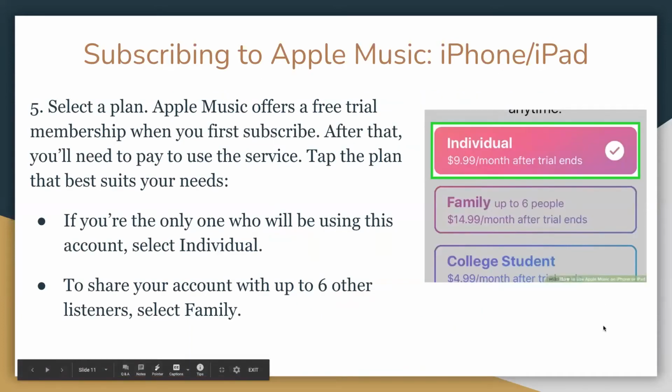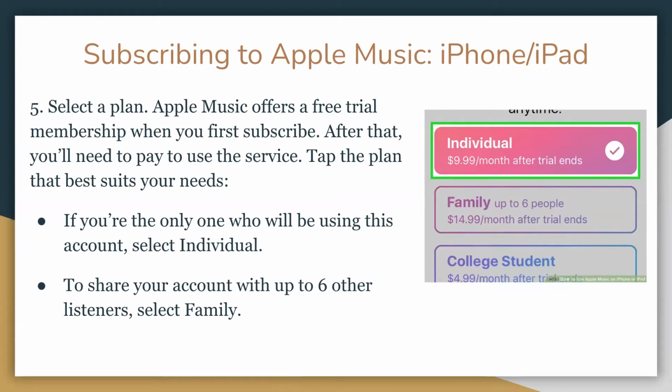The next step is to select a plan. Apple Music offers a free trial membership when you first subscribe. After that, you will need to pay to use the service. Tap the plan that best suits your needs. A few important notes to remember is that if you're the only one who will be using this account, you should select Individual. To share your account with up to 6 other listeners, select Family.